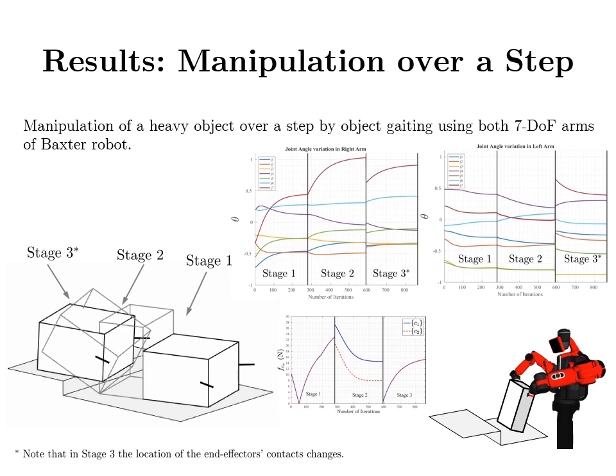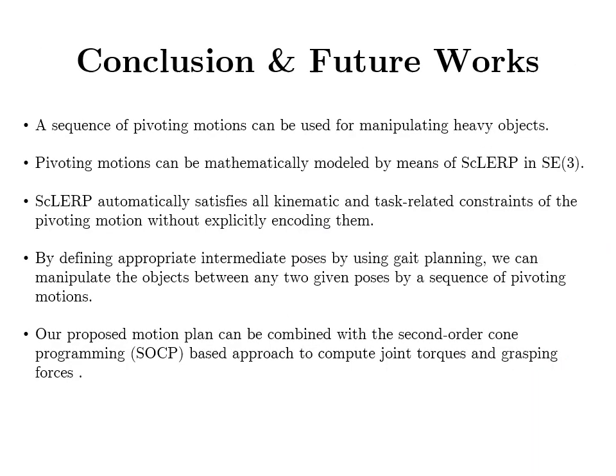The variations of the normal contact forces and also joint angles in the right and left arms of the Baxter robot are shown. In this paper, we showed that a sequence of pivoting motions can be used for manipulating heavy objects. Pivoting motions can be mathematically modeled by means of screw-linear interpolation in SE3. Screw-linear interpolation automatically satisfies all the kinematic and task-related constraints of the pivoting motion without explicitly encoding them.